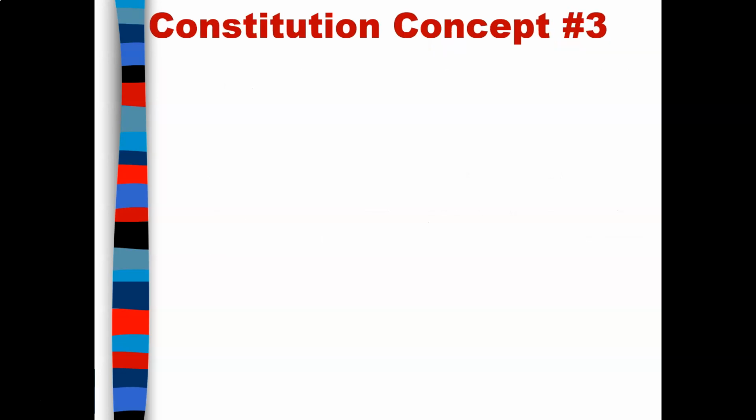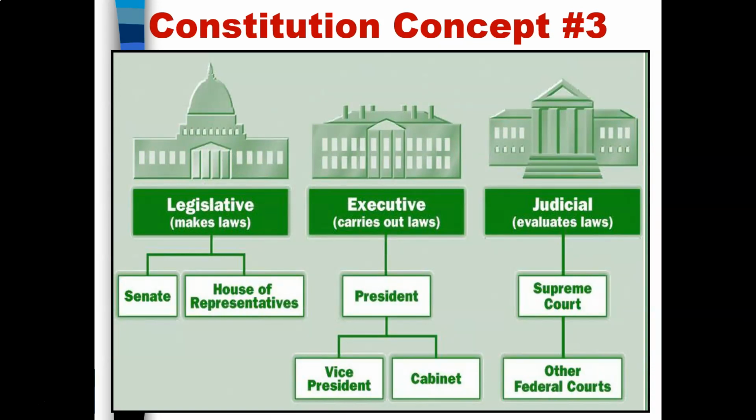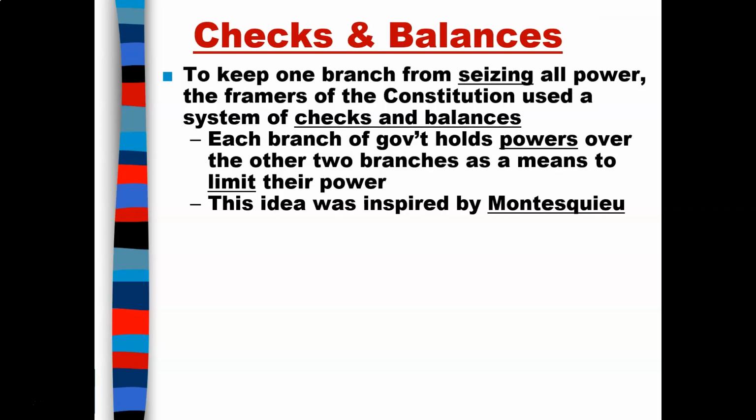Now, Constitution concept number 3. In here we have, obviously, again, the legislative, which is made up of the Senate and the House of Representatives, the executive, which is the president, the vice president, the cabinet, and the judicial, which is the Supreme Court and the other federal courts. Checks and balances. To keep one branch from seizing all power, the framers of the Constitution used a system of checks and balances. Each branch of government holds power over the other two branches as means to limit their power. This idea was inspired by Montesquieu.